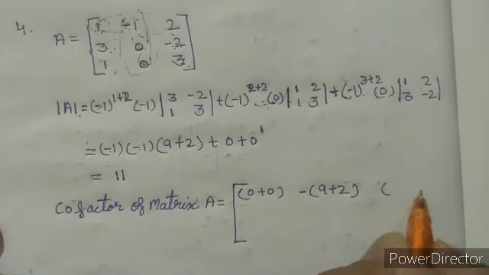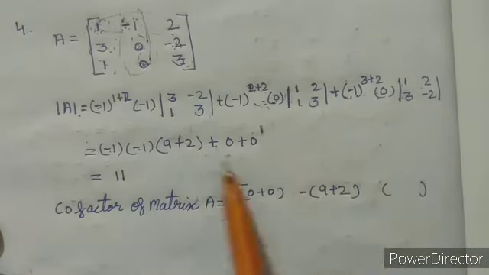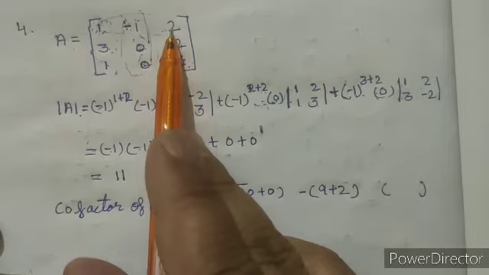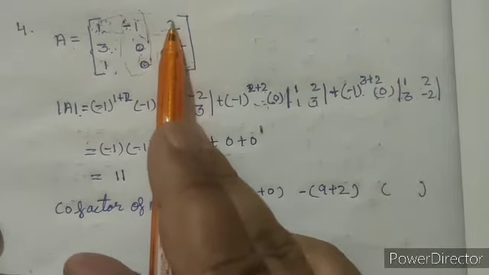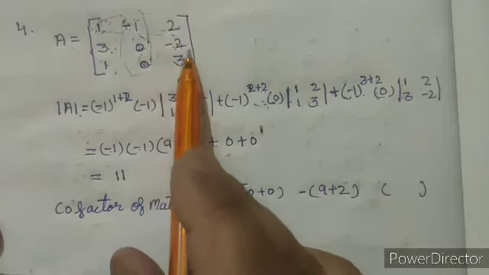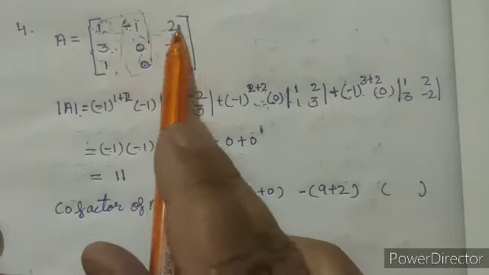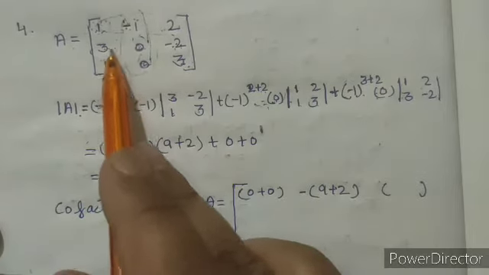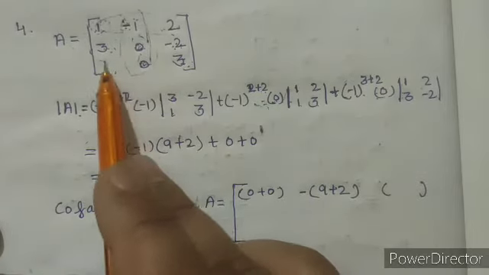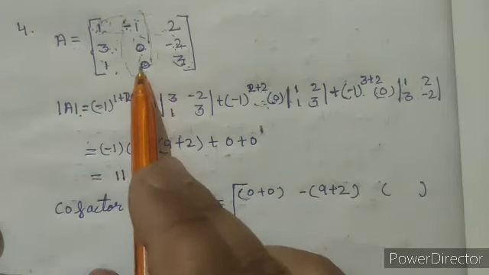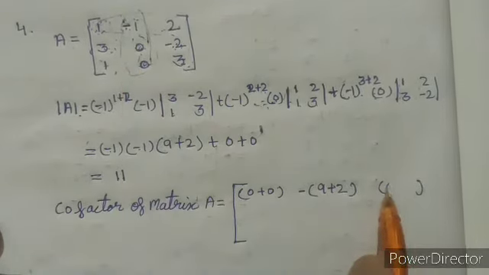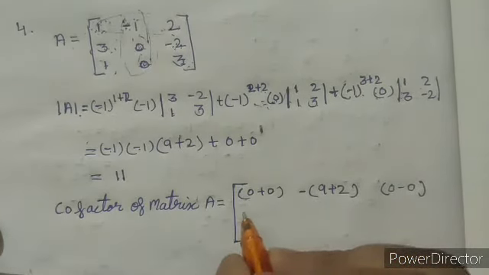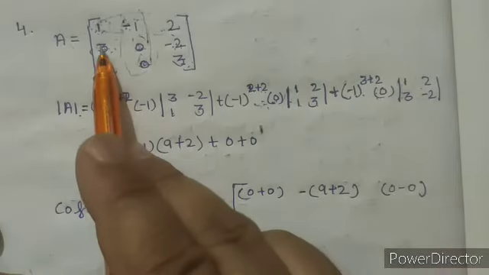Now the third element of the cofactor will be minus 1 raised to power 1 plus 3, and that will be positive, into the minor of 2. The minor of 2 will be obtained by eliminating the third column and the first row, and that will be the determinant of 3 0 1 0. That will give us 3 into 0 will be 0, minus 1 into 0 will be 0, 0 minus 0.